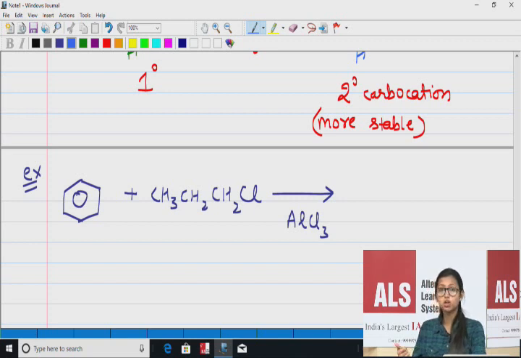Yes, very good. This is the correct answer. Do you know any common name of this particular compound which you have written? Your answer is absolutely correct, but I'm asking, do you know any common name of this compound?